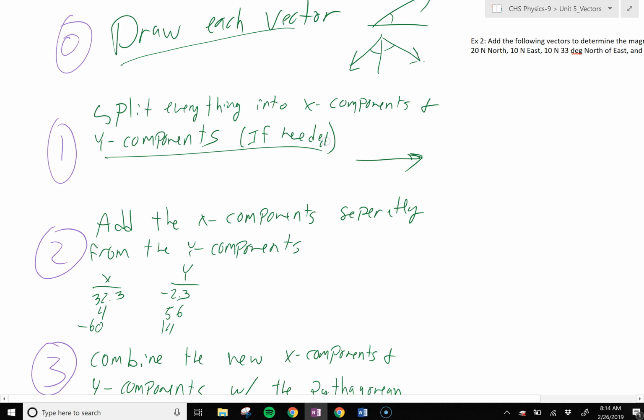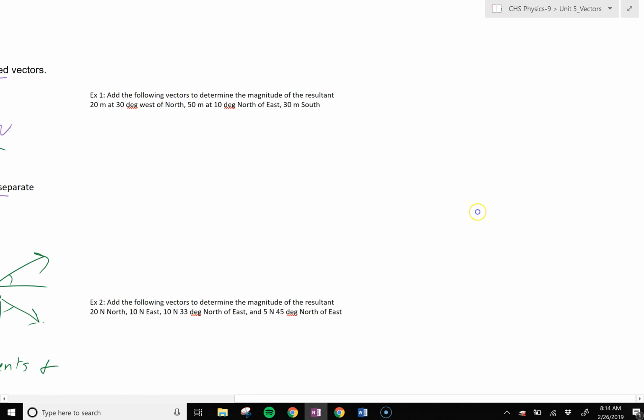When you split everything into the x and y components, if it's pointing to the left, it's going to be negative. And if it's pointing down, it's going to be negative. If it's pointing up or to the right, then it's going to be positive.